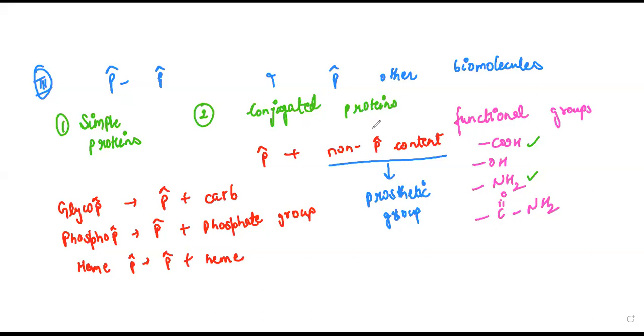I was saying the proteins can be of two types. The first one is simple proteins, which consist of only the amino acid residues. The other one is conjugated proteins. They consist of the protein part as well as the non-protein part. The non-protein part can be carbohydrate, phosphate group, or the heme group. There are many categories, and these are the common examples.